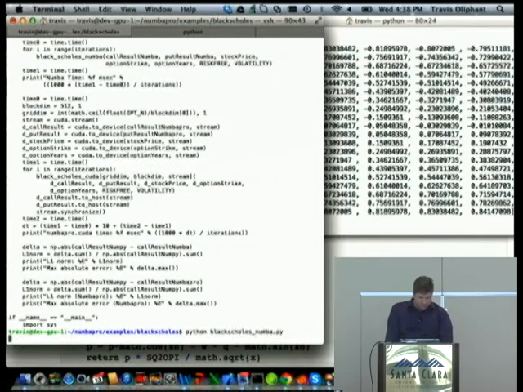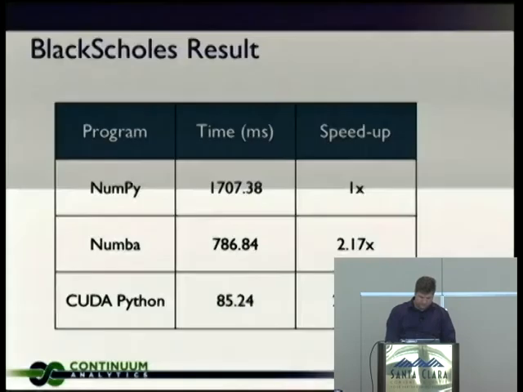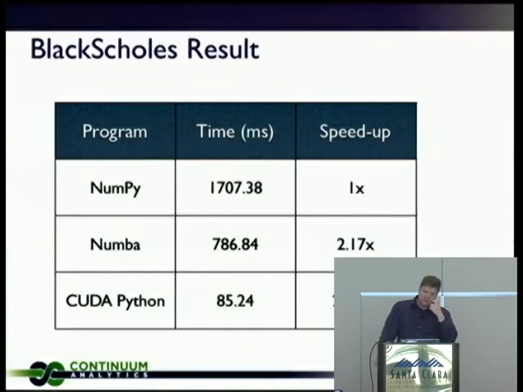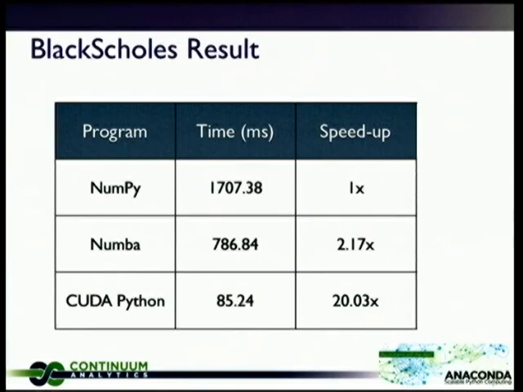Do the Black-Scholes example, see if that works, or gives me an error because I just logged in and didn't set some environment variable. What that should show, basically, is the NumPy result as 1x, then the Numba result, which just did the loops itself, about 2 times faster, 780 seconds, and the CUDA-Python result was 20 times faster than the NumPy result, about 10 times faster than the CPU result.